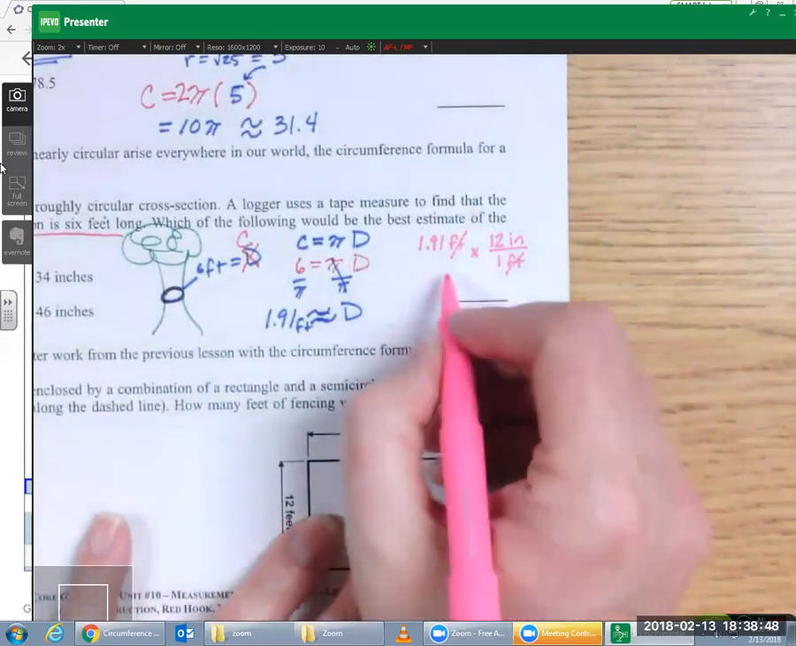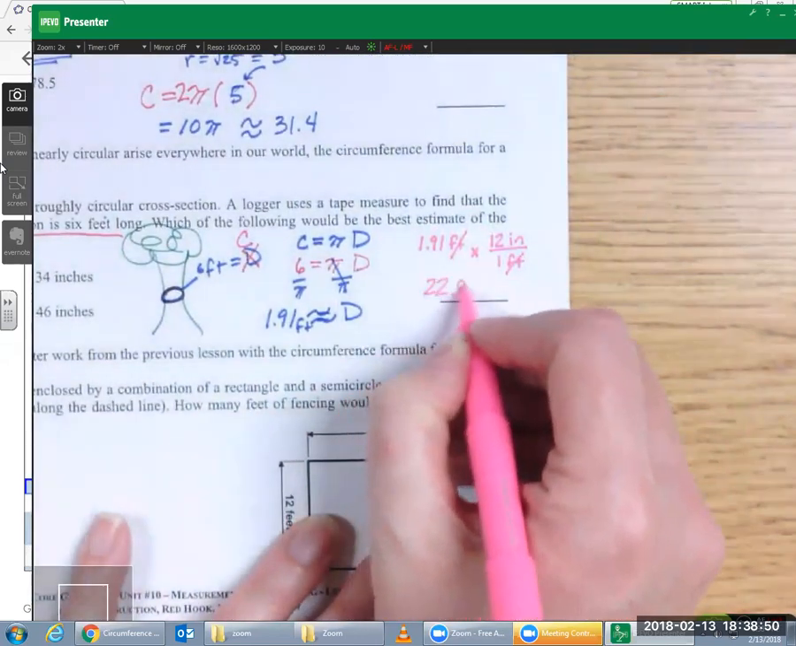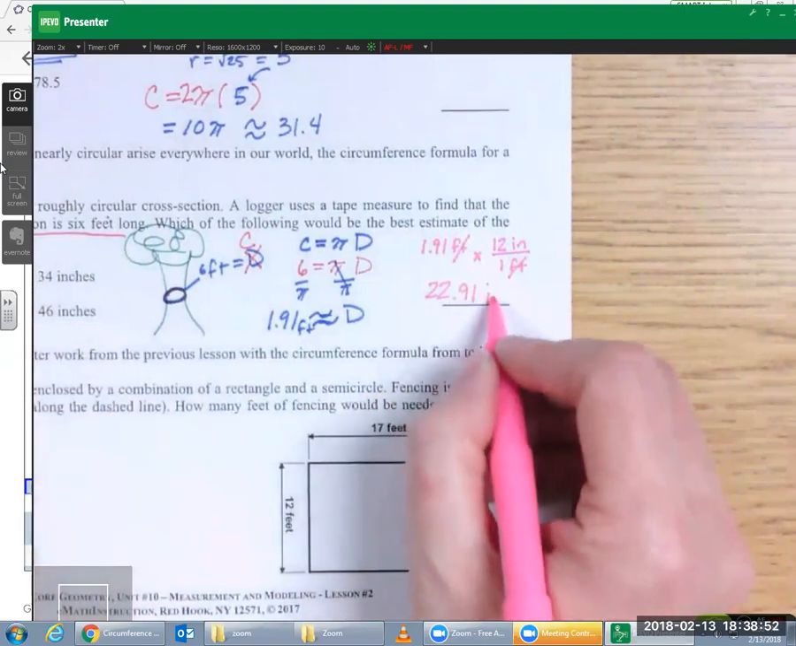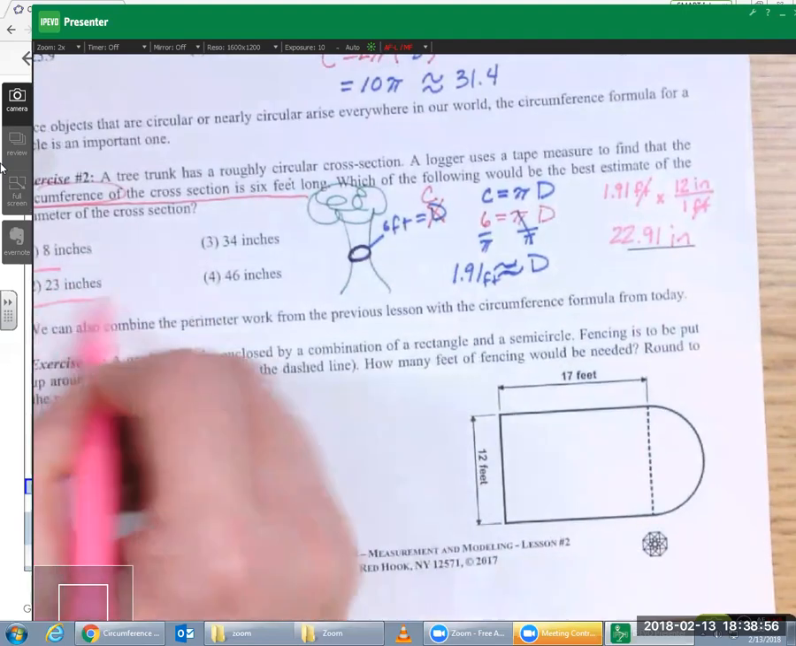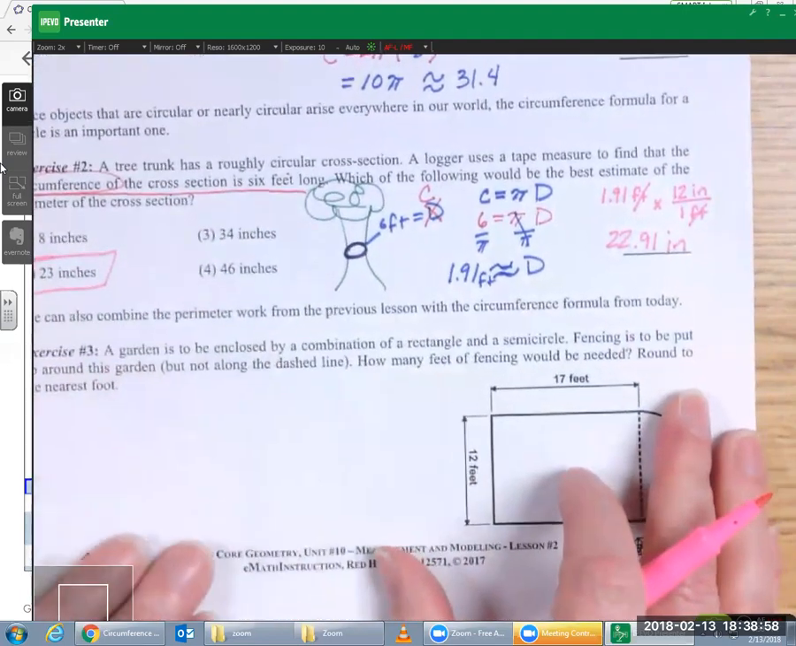22.91, it goes on. About 22.91. So our answer is now in inches. And if we look at our choices, that makes sense. We've got choice 2, about 23 inches, approximately.